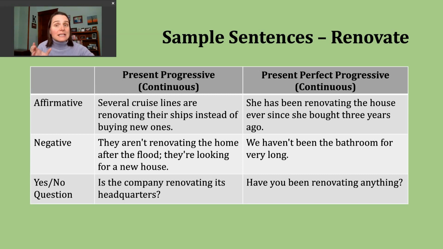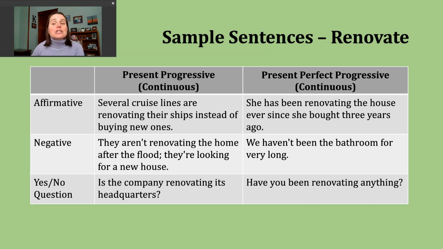Whatever form matches my subject, that subject comes next. And then you're going to see the ing form the verb. Here's my last present progressive example. Is the company renovating its headquarters? So again, making improvements to the building, the office building or the structure.